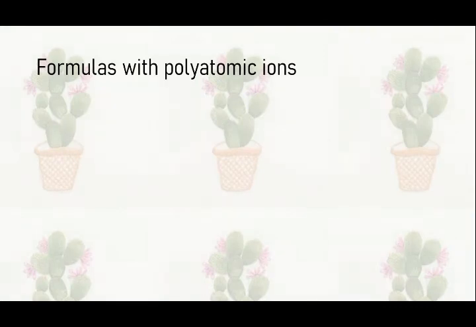Now, how to form the formula of an ionic compound with polyatomic ions? To form the formula of the ionic compound with polyatomic ions, it is the same as the steps that we already discussed before. So there are 3 steps, which is first, identify the cation and anion. Second, balance the charge. And lastly, we can form the formula.